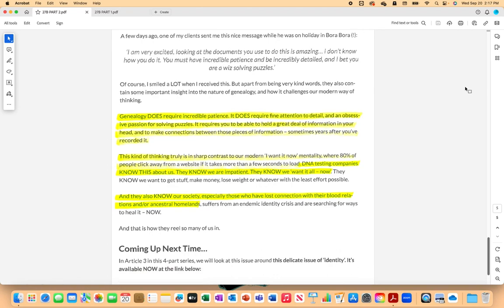Genealogy does require incredible patience. Yes, it does. It does require fine attention to detail, indeed, and an obsessive passion for solving puzzles. It requires you to be able to hold a great deal of information in your head and to make connections between those pieces of information, sometimes years after you've recorded it. This kind of thinking truly is in sharp contrast to our modern I want it now mentality, where 80% of people click away from a website if it takes more than a few seconds to load.